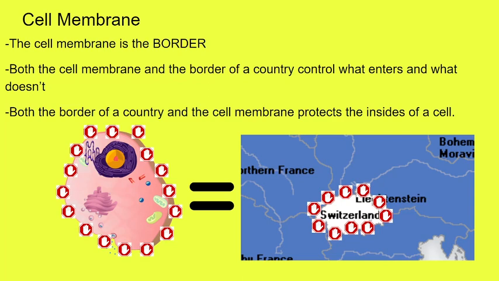Also, the border of the country and the cell membrane protects what's inside of each. For example, Switzerland over here is trying to desperately protect themselves from Vichy France and fascist Hungary, while the cell, on the other hand, is protecting itself from nasty bacteria and everything else.